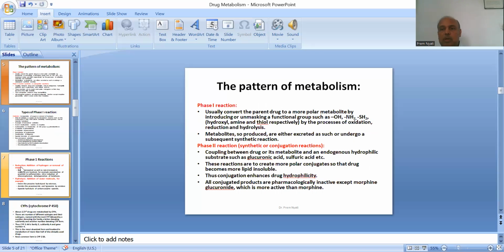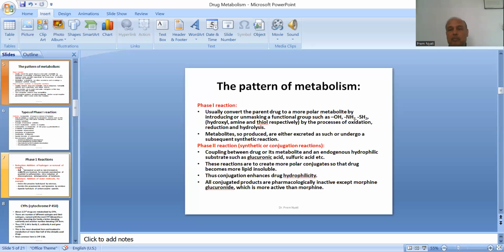Now, how the metabolism takes place, the pattern of metabolism. It may take place in two phases. Phase 1 reactions usually convert the parent drug to a more polar metabolite by introducing or unmasking a functional group, for example hydroxyl, amino, thiol group, by the process of oxidation, reduction, and hydrolysis. Metabolites so produced are either excreted as such or undergo a subsequent synthetic reaction.